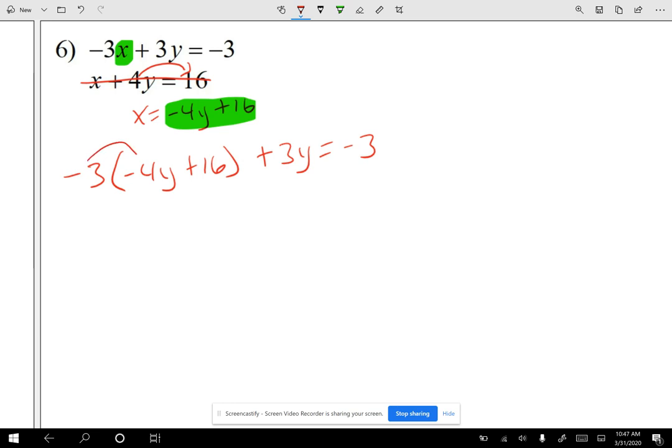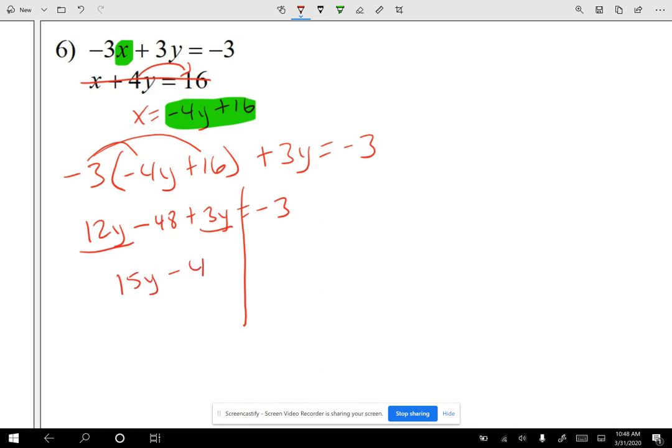Now let me distribute the negative 3. So that's going to give me 12y minus 48 plus 3y is equal to negative 3. On the left side of the equal sign, let me combine my like terms. So I have 15y minus 48 is equal to negative 3. To get the y by itself, this negative 48, I'm going to move it to the other side. Don't forget to switch the sign. So I have that 15y is equal to 45. Let me divide each side by 15. y is equal to 3.